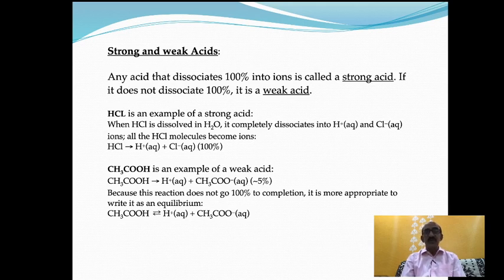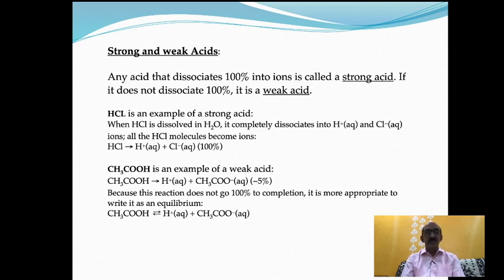All the HCl molecules become ions; there is complete dissociation. HCl gives H plus and Cl minus ions, 100% H plus ion and Cl minus ion. Therefore, it is called a strong acid. What are weak acids? An acid which does not completely dissociate is called a weak acid.